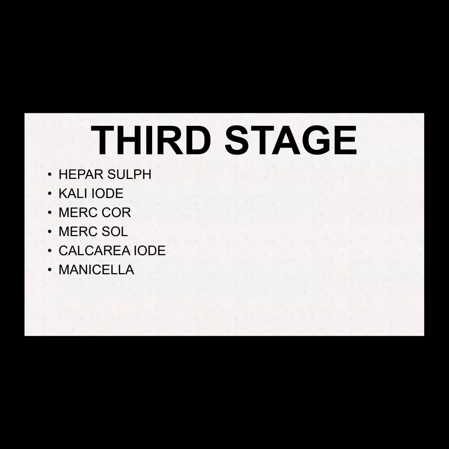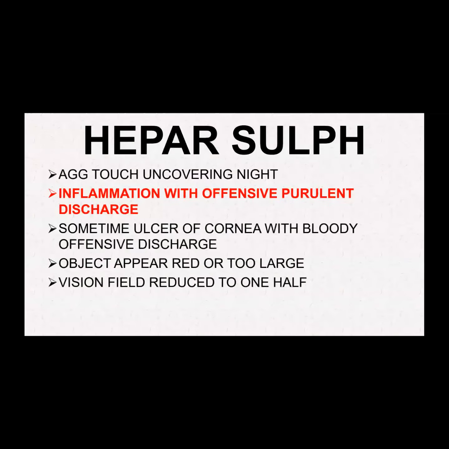So going to the next medicine, that is Hepar. Obviously, everybody knows Hepar is the medicine of suppuration and purulent discharge. In Hepar, till now the discharge was basically watery and less purulent, but in Hepar the discharge will be more purulent in nature, and the eyes will be aggravated by touch and uncovering. Why does Hepar become aggravated by uncovering? Because Hepar is known as one of the most chilly medicines of the materia medica.